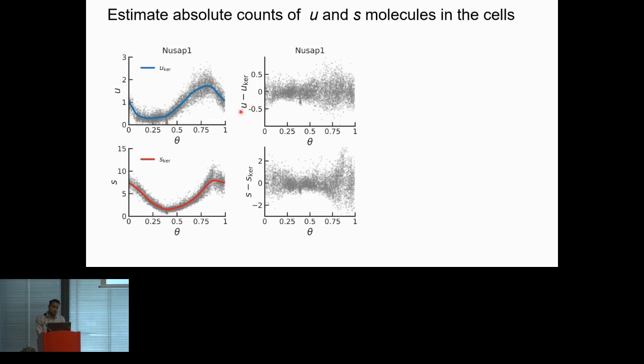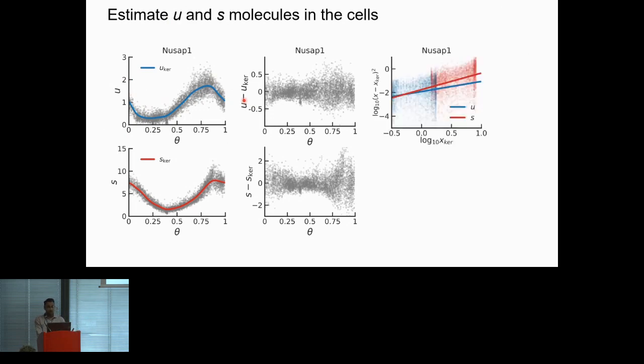And so now, because this is a counting experiment, the measurement noise should follow Poissonian statistics, right? So the mean should be equal to the variance. And so when we plot the mean and the variance, we see that they do have a linear relationship, but the slope is not equal to 1. So we use this slope information to recalibrate the U and S counts. And we think that that's the actual number of molecules in the cells.